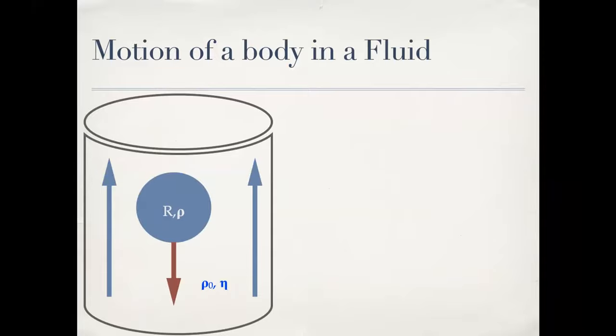And the problem is the following. We have a container, which I have drawn as a cylinder. And inside of that container, we have a liquid. And there is a sphere with the radius R, built out of a material with the density rho, and the container is filled with a liquid with the density rho sub zero, and the liquid has a viscosity coefficient eta. And this is all in the gravitational field of the Earth. Therefore, the ball is very slowly moving down that cylinder.